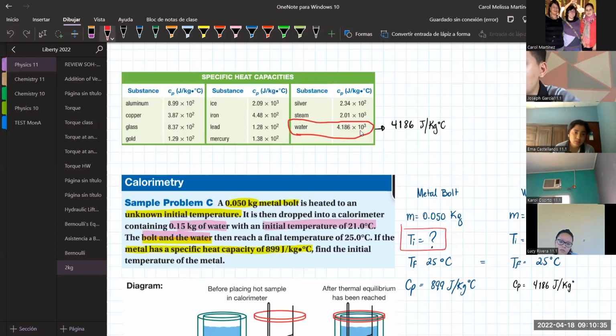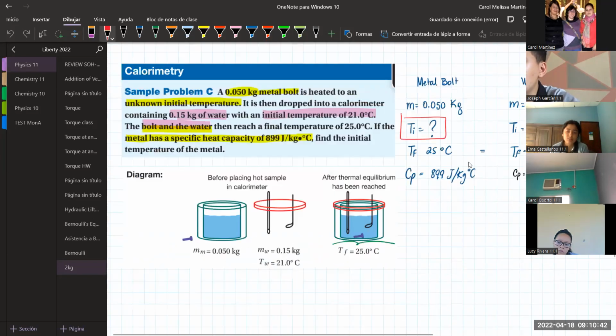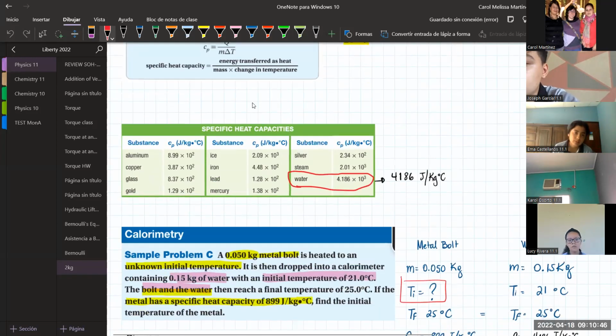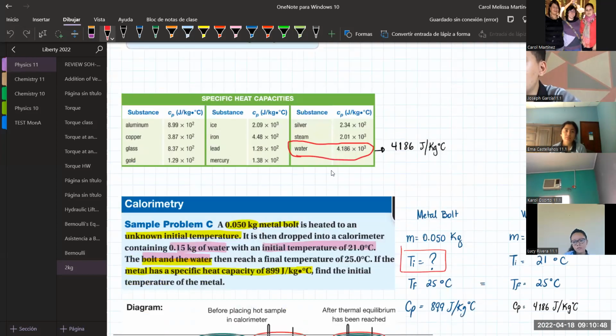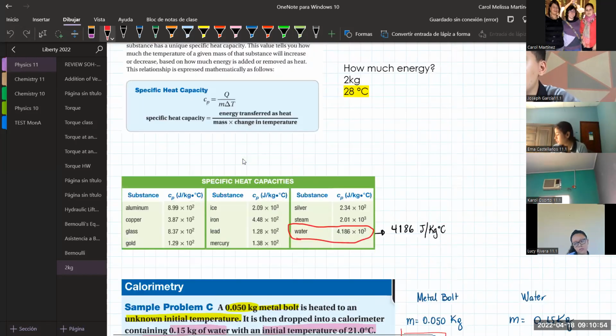Okay, so this is the way to do it. This is exactly what you need to find everything. You need to know the specific heat capacity of both.